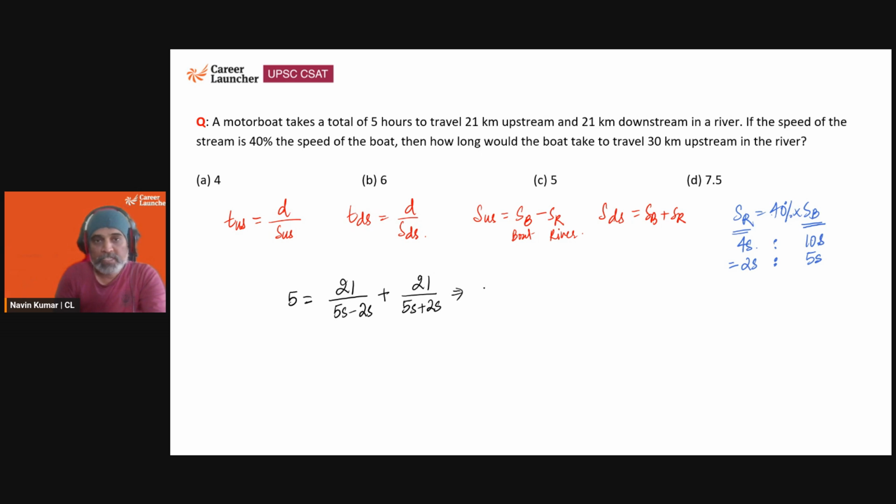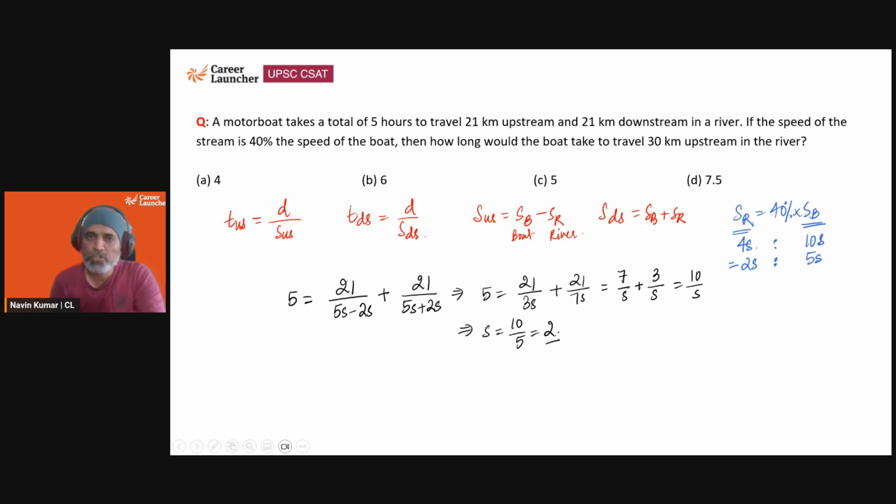So from here, we can see that 5 can be written as 21 by 3s, plus 21 by 7s. So 21 by 3 is 7, so 7 by s, and 21 by 7 is 3, so 3 by s. So this gives us 10 by s, because the denominator is the same, s. If you rearrange, we will have s is equal to 10 upon 5, which will give us 2. Whether it is 2 kilometers per hour or 2 meters per second, that's not our concern. s is going to be 2. If I put it back, I'll get the answer.